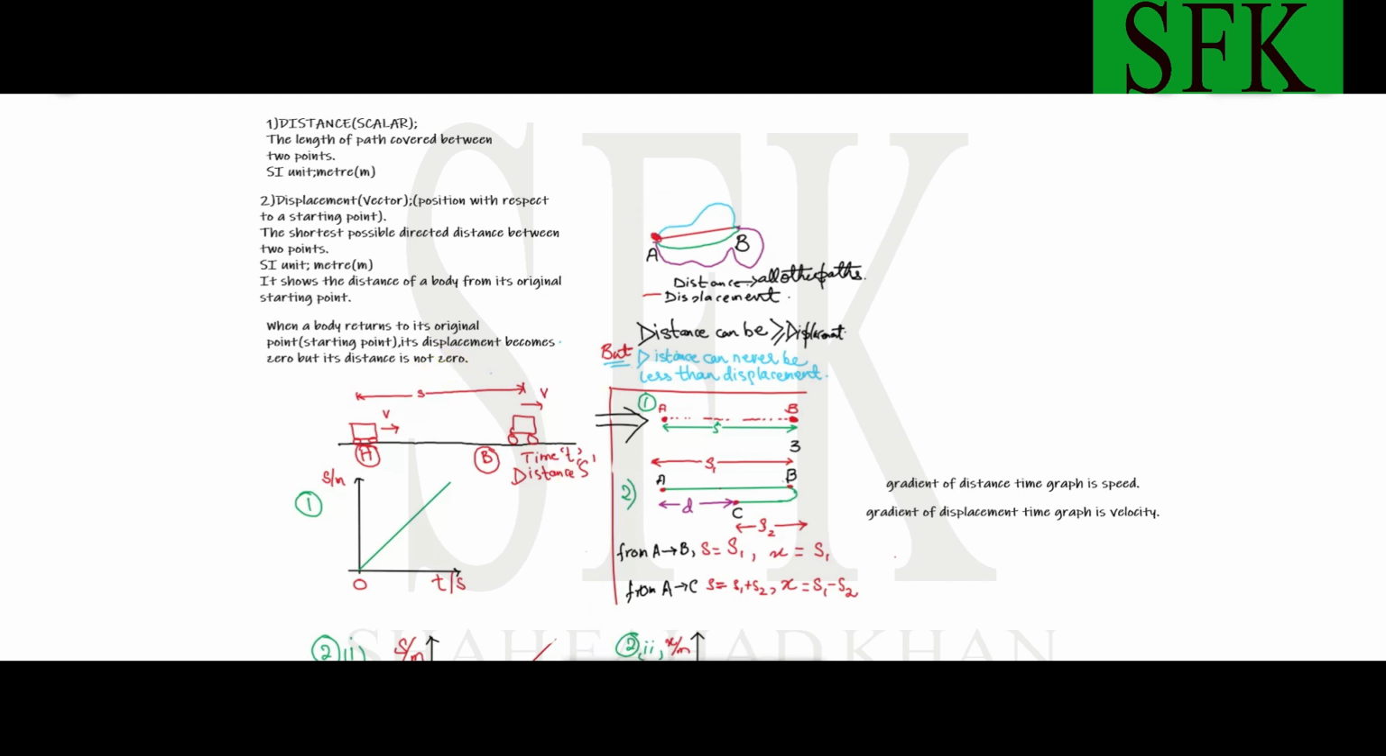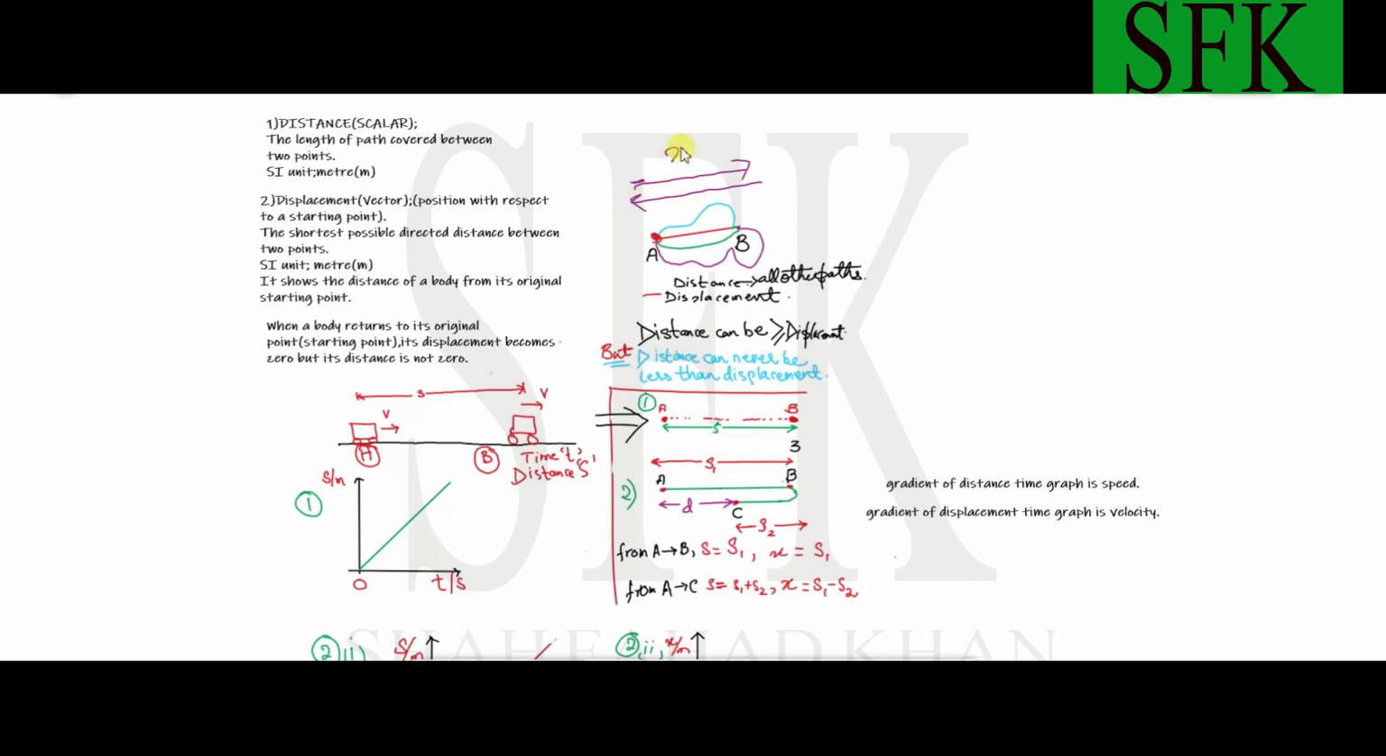Because when the body was moving forward in this direction, and when it returned back, it did cover some distance. The path that it followed going forward and the path that it followed coming back, we are going to add their lengths to find the distance. But displacement, since it shows just the distance from the starting point, becomes 0 because at the starting point the distance from the starting point is 0. The displacement from the starting point is 0, but the distance has been covered.